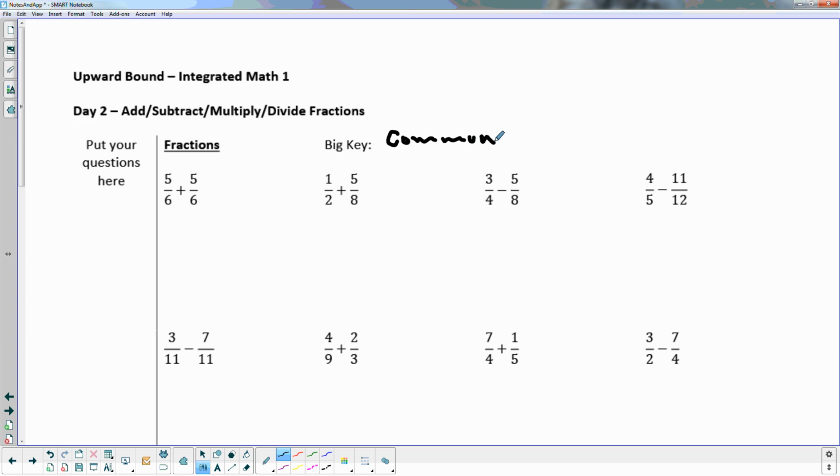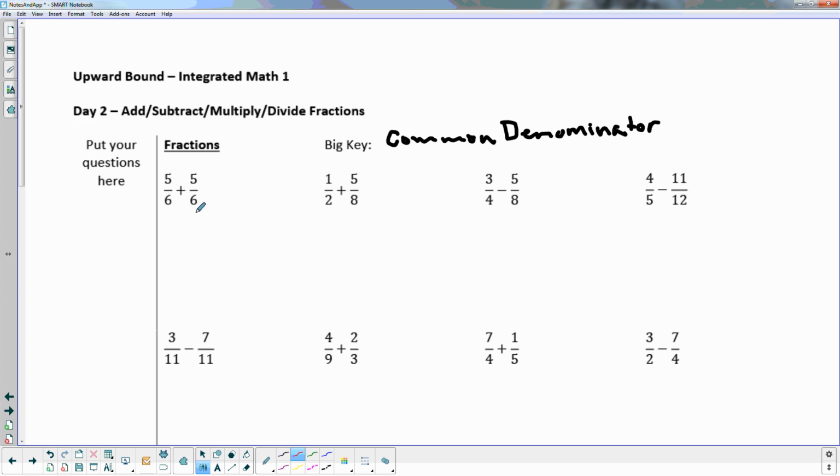Remember, in a fraction, the denominator is the number on the bottom. So we need that number on the bottom to be the same, and then we add or subtract the numerators given that denominator.